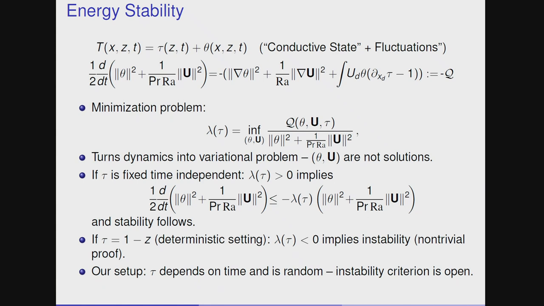When we are in the deterministic setting, meaning that tau is equal to 1 minus z, then we also know that lambda negative, this variational problem, implies instability. This is a non-trivial proof. Okay? In our setup, we don't know what the instability criterion is. So I'm going to prove only some criterion for stability, because for stability, it's great if I still take the infimum and have positivity. However, for the instability, I shouldn't take the infimum, and I'm back in the full problem, and that one is a mess.